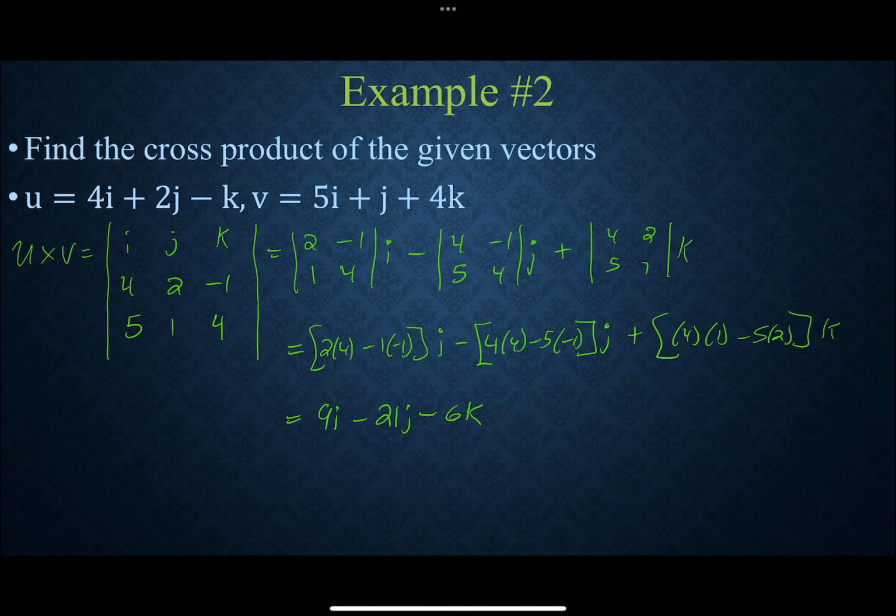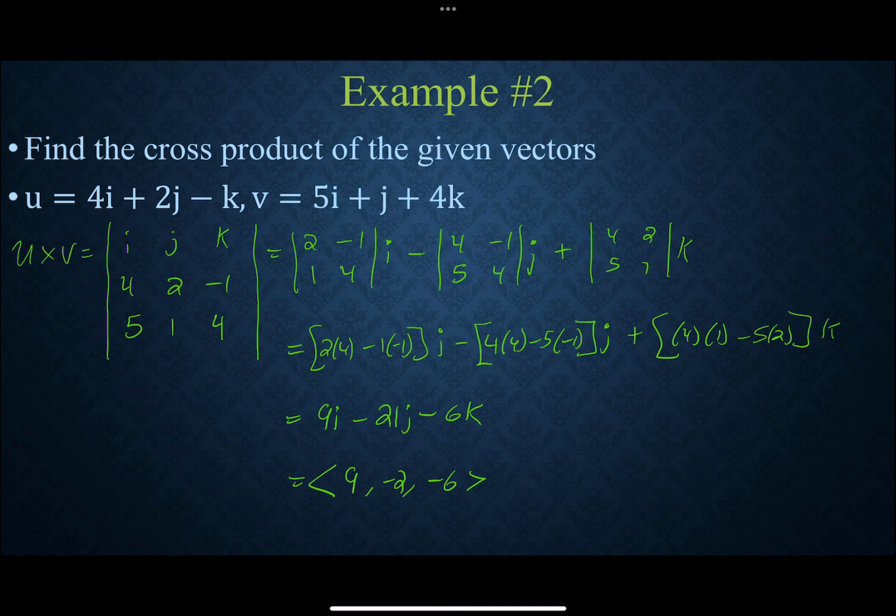So we should be getting a 9I, a -21J, and a -6K, which you can also write in component form, 9, -21, -6. We want to do that instead. All right, so that's our cross product, just doing a 3 by 3 determinant by hand. There are other ways to do 3 by 3 determinants. This is the best way to do it, though, in terms of the I, J, and K, so it doesn't get all sorts of screwy.